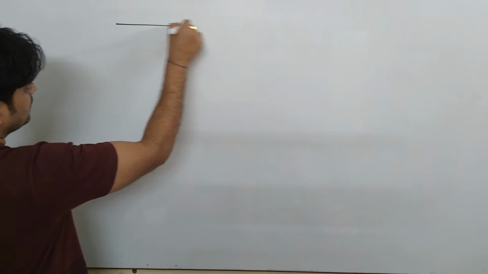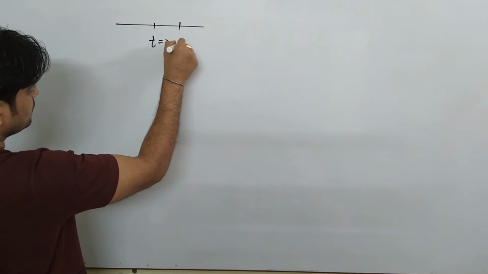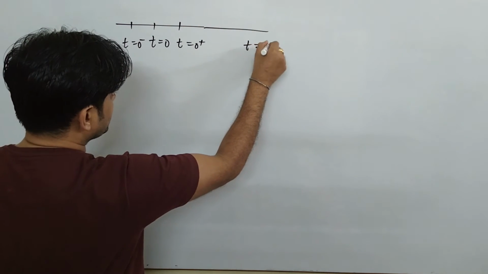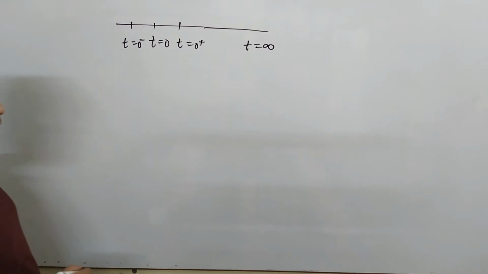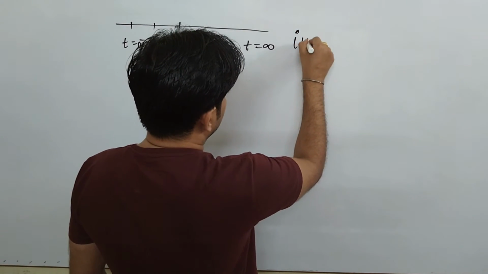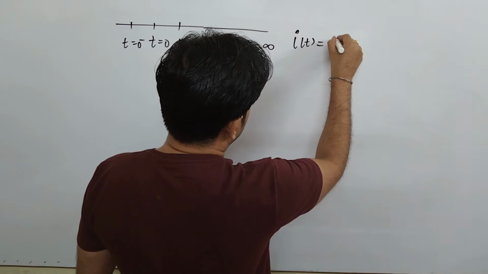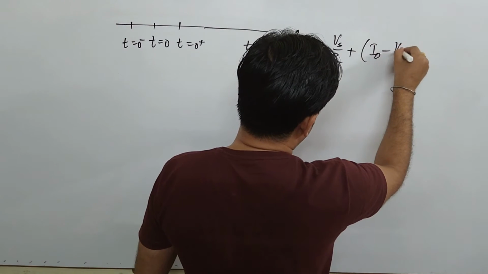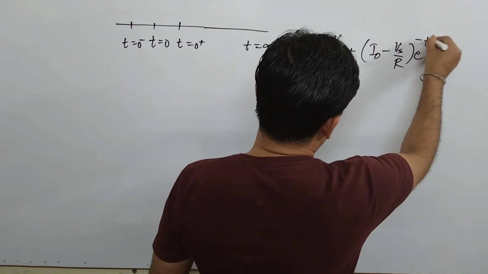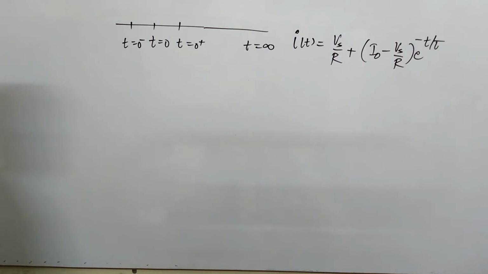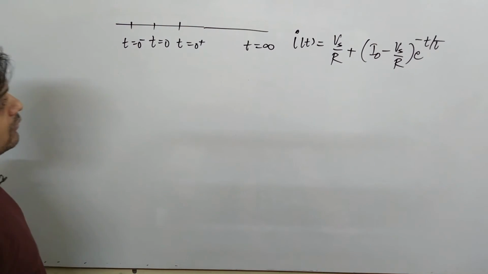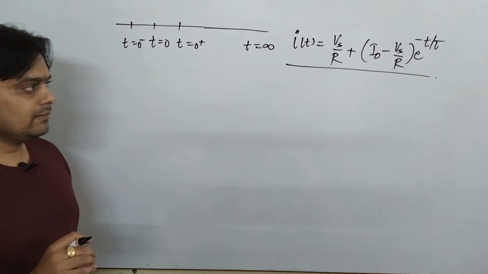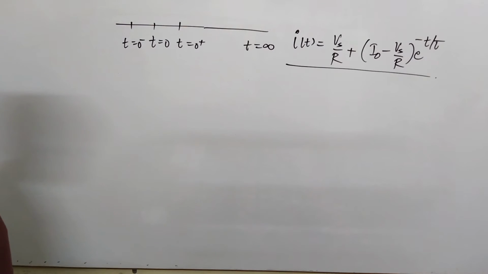Okay. So now here also we will see this concept of t equal to 0, t equal to 0 positive, t equal to 0 negative, or t equal to infinite. With equation, it is equal to Vs by R plus (I0 minus Vs by R) e to the power minus t by tau. This is the solution of current it. Okay, all the concepts will remain the same for our solution.